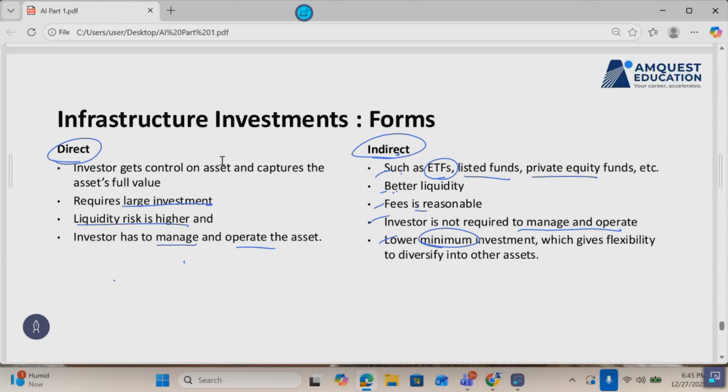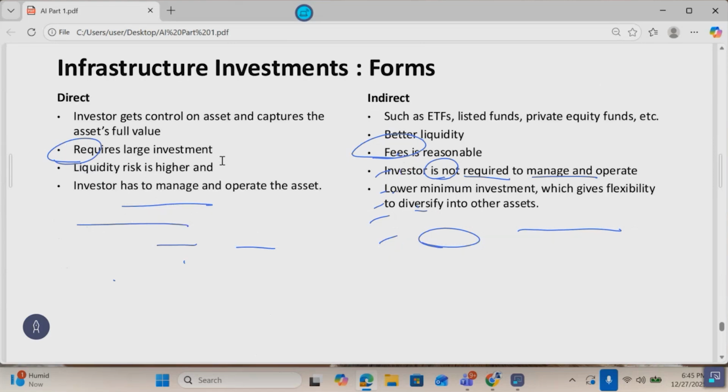Here you're a little bit involved. You're getting a higher exposure. You're directly controlling it, and here you have to invest a higher amount. Here, liquidity is better. Here there is higher liquidity risk, because that's more illiquid.